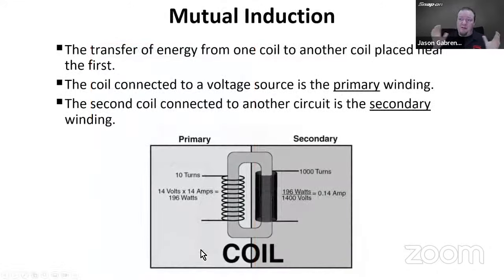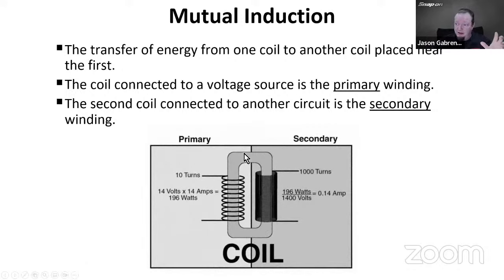Now, I mentioned primary and secondary, and an ignition coil works on the principle of mutual induction. So that is a transfer of energy from one coil to another when they're placed in close proximity to each other. The coil that's connected to a voltage source, remember how I said the battery was part of the primary side, that'll be your primary winding, the primary side. And then the second coil can be connected to another circuit, and that is going to be your secondary one. When it comes to an ignition coil, you will have different amounts of windings depending on what side of the coil it's on.